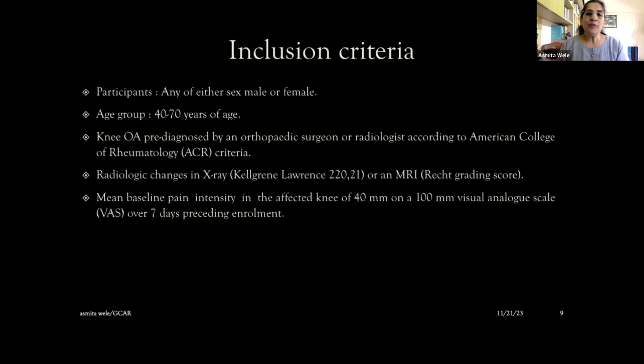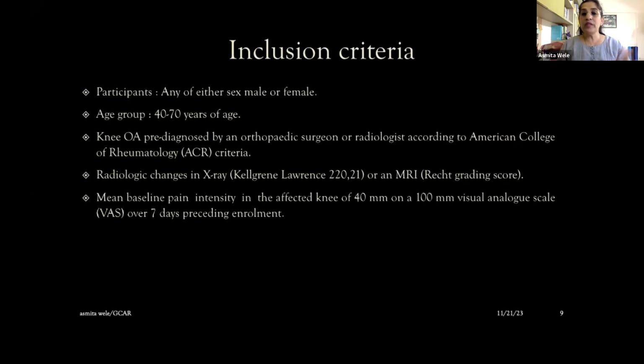Now here, the inclusion criteria. Participants of either sex, male or female, aged 40 to 70. Here, osteoarthritis, a degenerative change, does not appear before a certain age, and sometimes it comes at a lower age also. So they have set the lower limit at 40 and the upper limit at 70, because we do not want to enter into further complications. We want a particular type of patient category to see the effect, and that has been confirmed here. Knee osteoarthritis pre-diagnosed by an orthopedic surgeon or radiologist according to the American College of Rheumatology criteria.